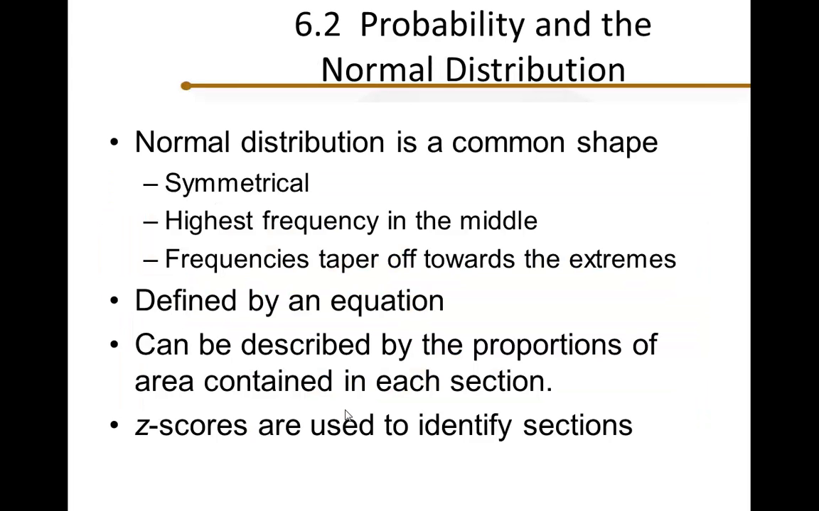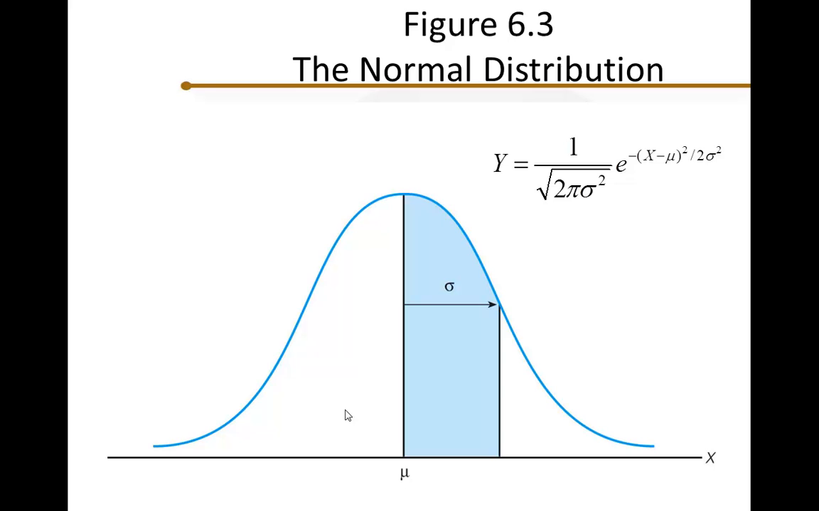All right, so let's talk about probability and our normal distribution. Normal distribution is a common shape. It's symmetrical. You always have the highest frequency in the middle, and then the frequencies taper off towards the extremes. It can be defined by an equation, and it can be described by the proportions of area contained in each section. And z-scores are used to identify those sections, because remember, a z-score standardizes our distribution. See how all of this is kind of coming in and connecting now?